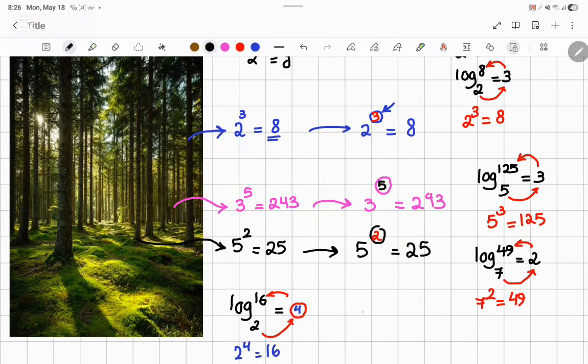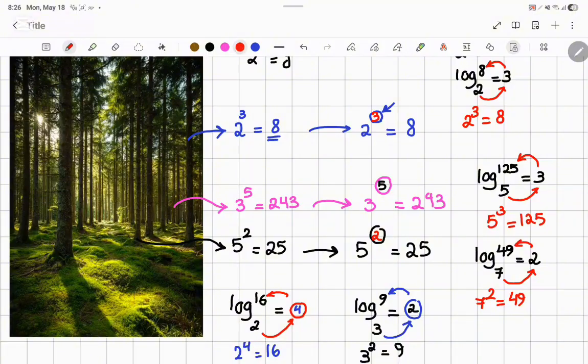Let's do another log. Log base 3 of 9. What is the answer? This is how I'm going to read this: 3 to the power of what is 9? What is it? It's going to be 2. 3 to the power of 2 is 9, right?